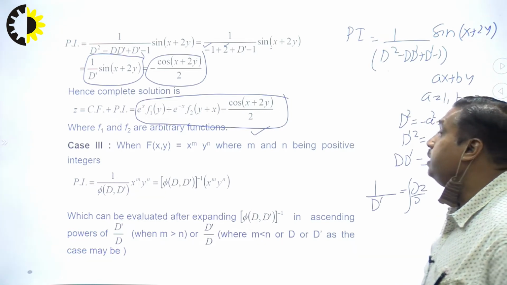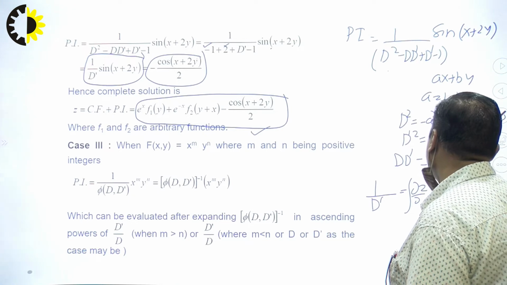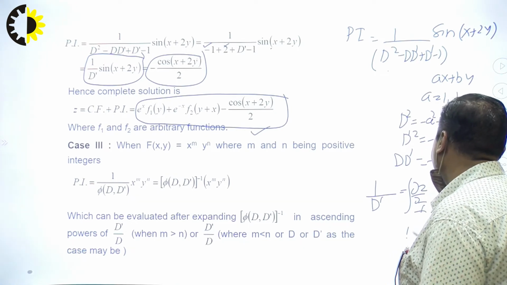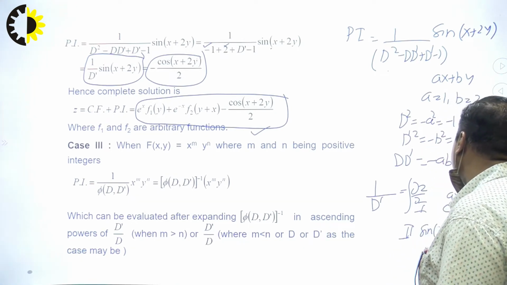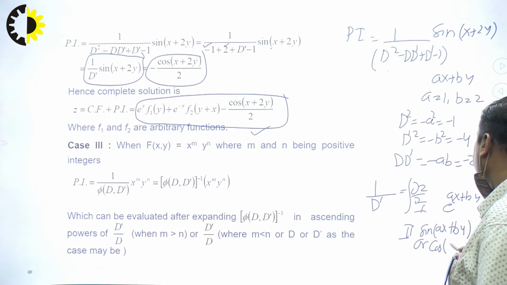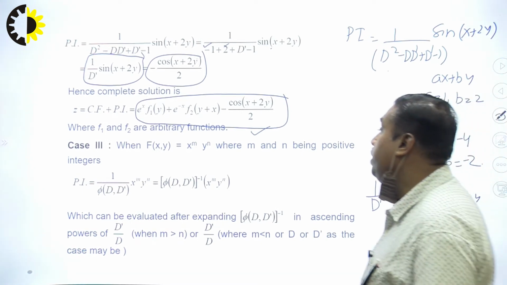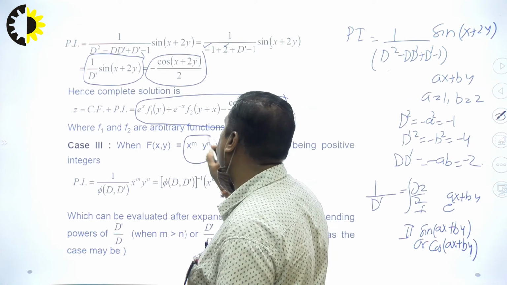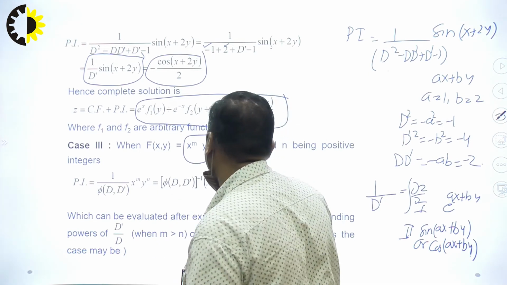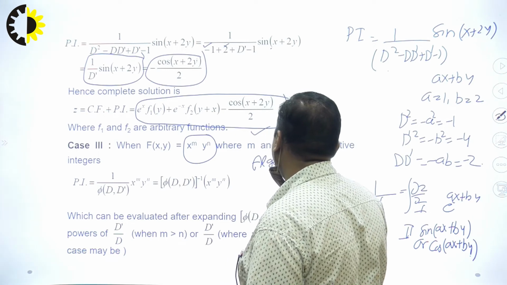Another, that is the second case, in which the first case we have taken e^(ax + by). The second case we have taken as sin(ax + by) or cos(ax + by). And now we are taking another case of x^m y^n. That is the algebraical function, algebraical polynomial function.